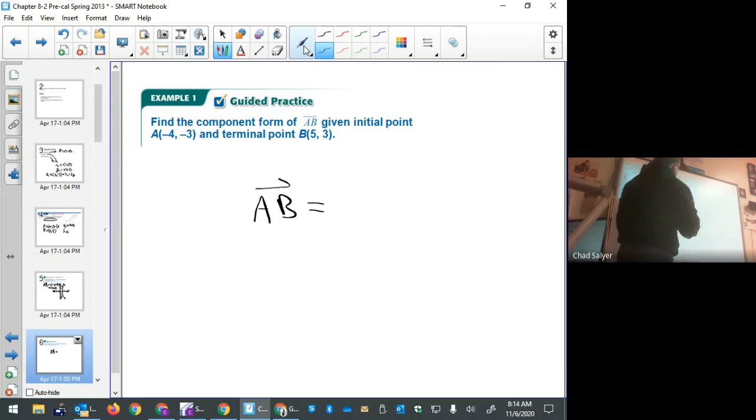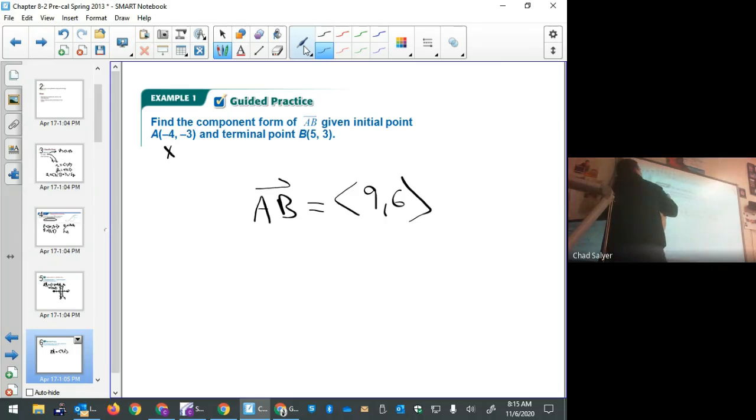Okay, so tell me what this is. <9, 6>. Very good. So remember that it's important to label these properly, because if you switch the initial and terminal points, you'll get the additive inverses here. So just be careful about that. So this is the initial point, that's the terminal point. 5 minus -4 is 9, 3 minus -3 is 6.